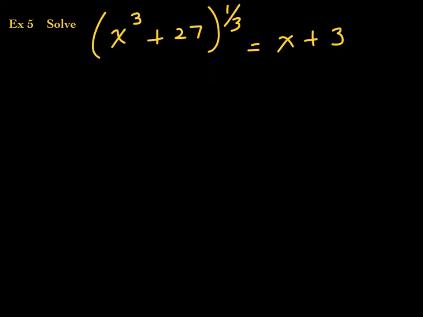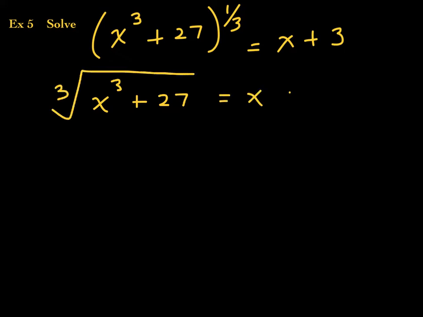Next example, you have x cubed plus 27, all of that raised to the power of 1/3, is equal to x plus 3. Some of you might be thinking, wait a minute, we're supposed to be solving radical equations. Where's the radical? Well, we learned in a previous lesson that a rational exponent can be rewritten with a radical. So I'm going to rewrite this as x cubed plus 27, all of that underneath a cube root.